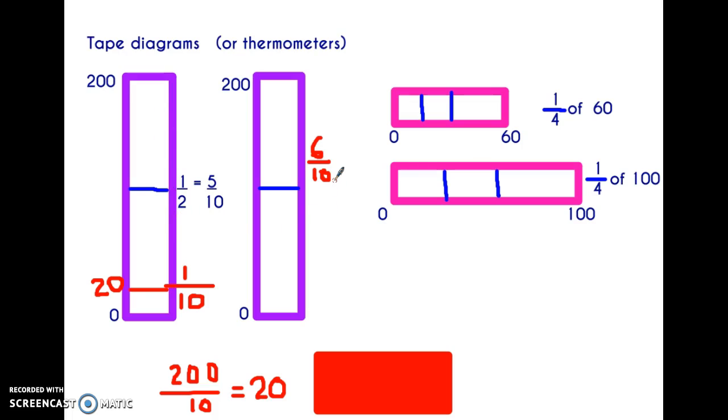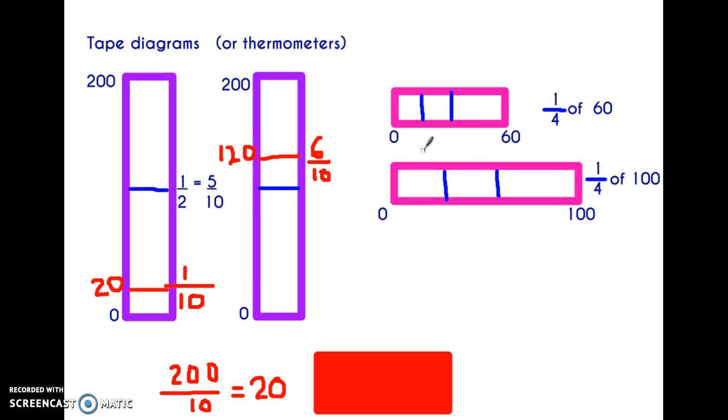If we wanted to figure out what 6/10 of 200 is, well, we'd say 5/10 is right here, that's half. So 6/10 is a little bit more, and we could take 20 and multiply by 6 because it would be 20, 40, 60, 80, 100, and then 6/10 would be 120. So 6/10 of 200 is 120.